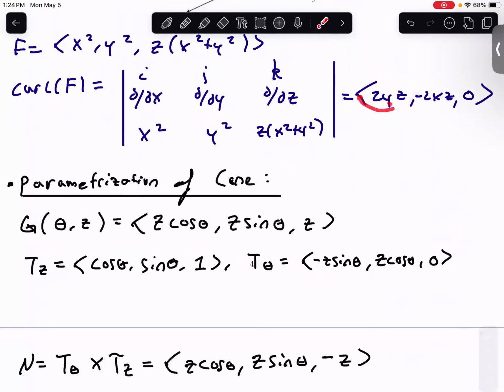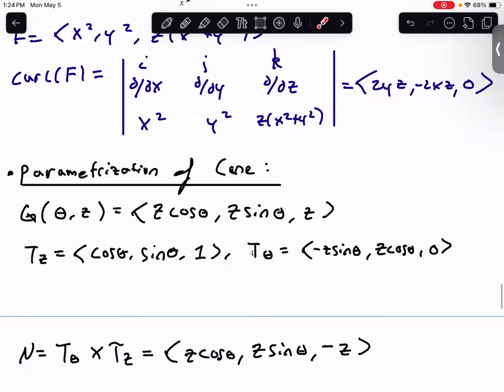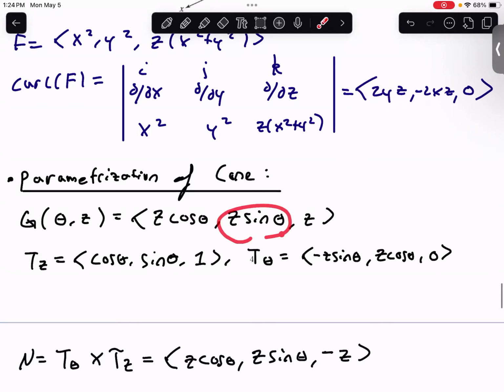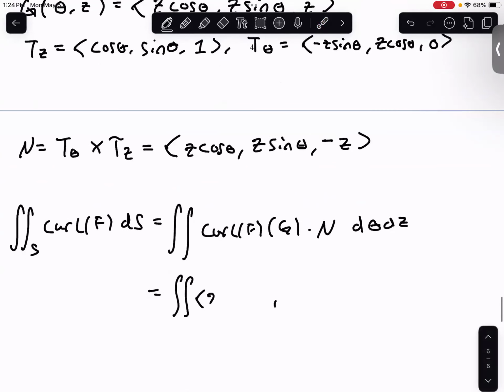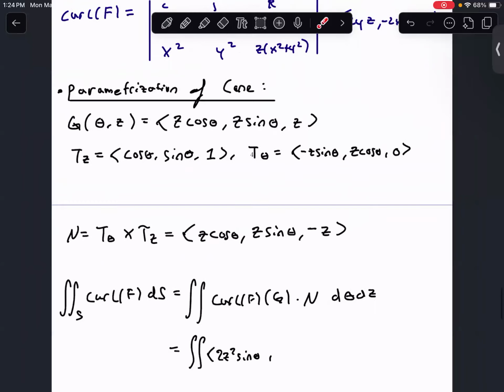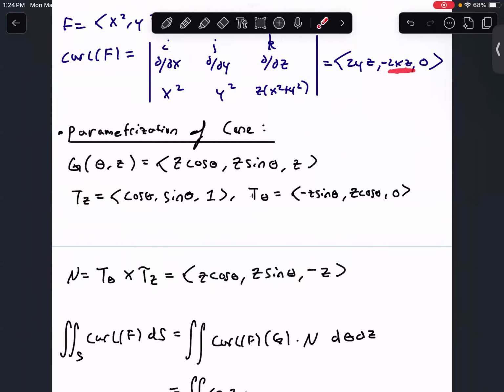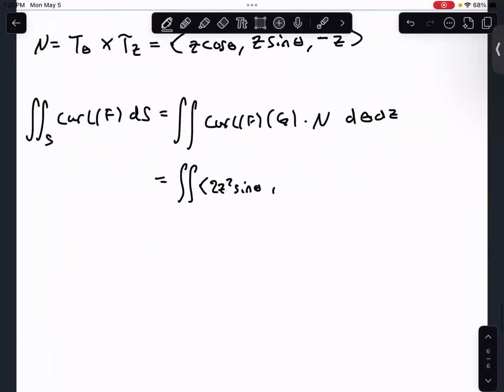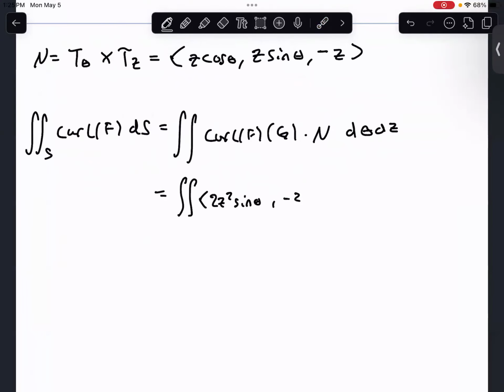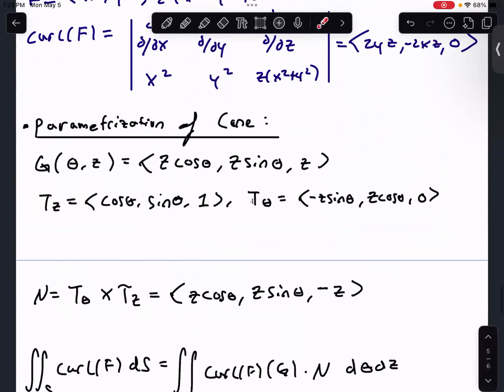So we should be doing the composition of the curl with g. It's going to be 2 times y, so that's z sine theta, and then you multiply by z. So it's going to be 2z squared sine theta in the first component. The second component is minus 2 times x times z, so it's z cosine theta times z, which gives a minus 2z squared cosine theta. And then the final component of the curl is always 0, so if you do the composition, it's going to be 0.